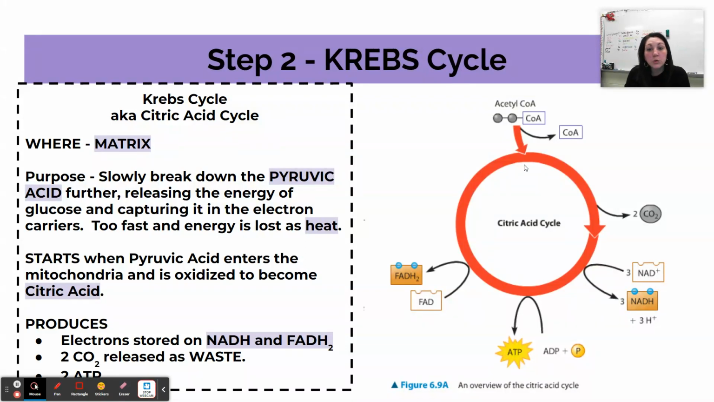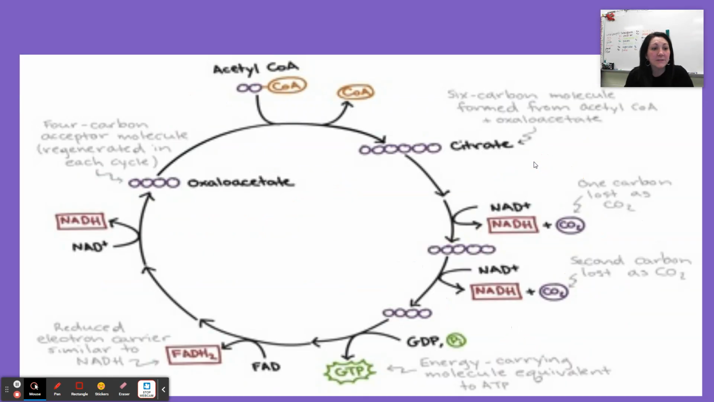Now, this is going to turn twice because there's 2 pyruvic acids that were made at the end of glycolysis. So overall, we made a little ATP, we made some carbon dioxide as waste, but we caught a lot of electrons to be used at the last step. Now, this step is actually really complicated, so let's just be grateful we don't have to learn all these names and all these steps.